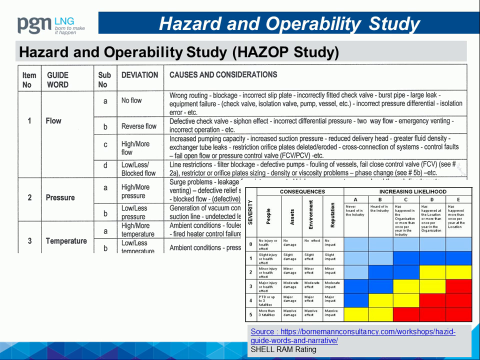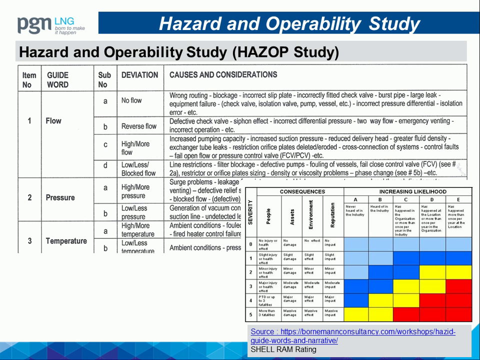So the guide words would be a standard, and normally we go one by one, noting that yes, if there is no flow, what would happen? If there is a reverse flow, what would happen? Or if there's high pressure, what is the cause, and what is the effect, and whether there are consequences.